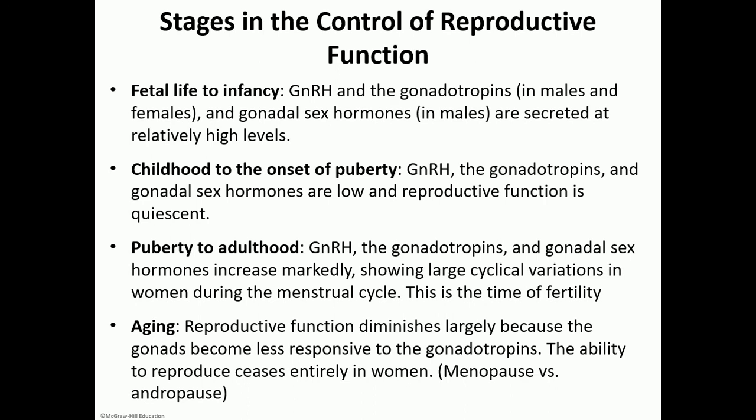So what are the stages in the control of the reproductive function? In utero, gonadotropin releasing hormones and gonadotropins are secreted at relatively high levels, especially in XY fetuses, where testosterone is going to lead to most of the development. From childhood to the onset of puberty, those levels are relatively low. It's not until puberty hits that the gonadotropin releasing hormone from the hypothalamus is going to trigger. That's your on switch for triggering puberty, and this is the period of time of fertility.